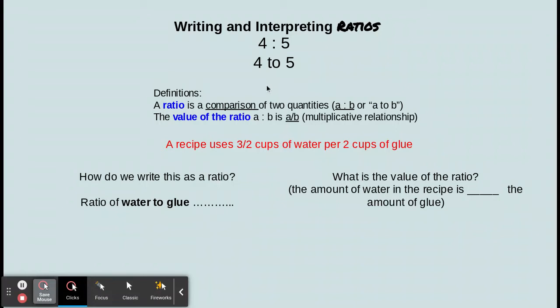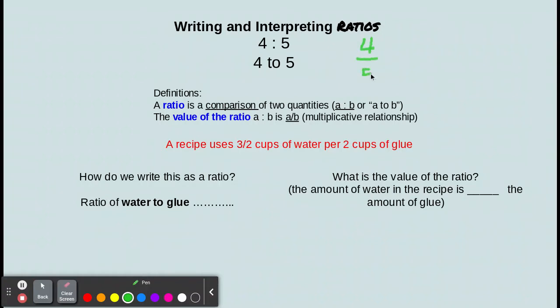Now, the value of a ratio is when you place it in a fraction form, and you put the first number on top and the second number on bottom, and that will tell you the value of the ratio. So the value of the example with the deer to bears would be 4 over 5.